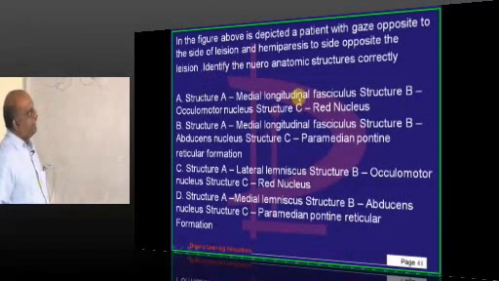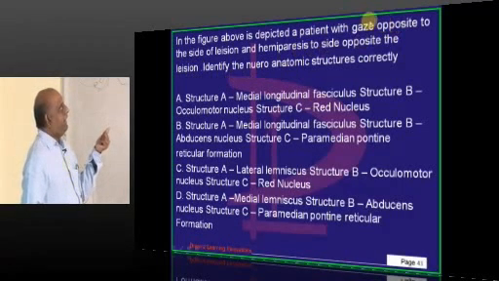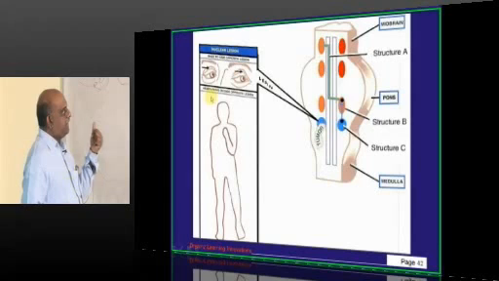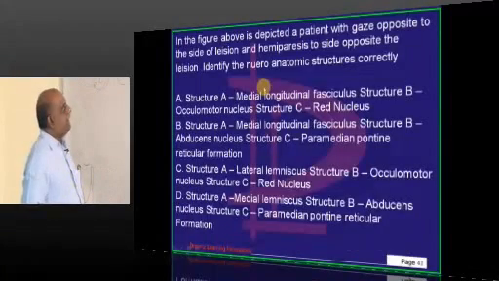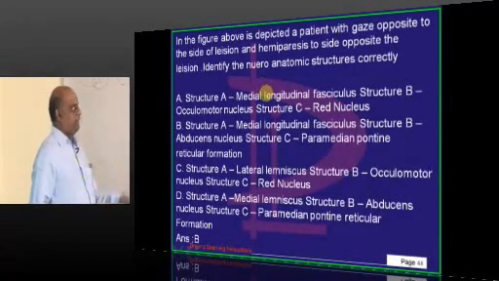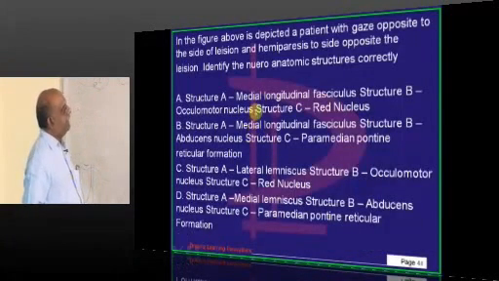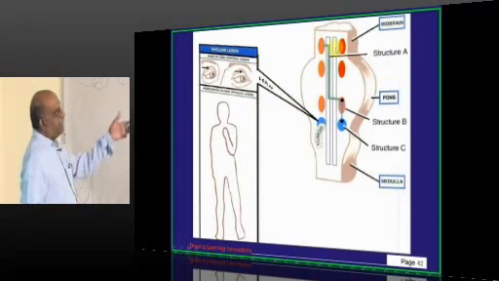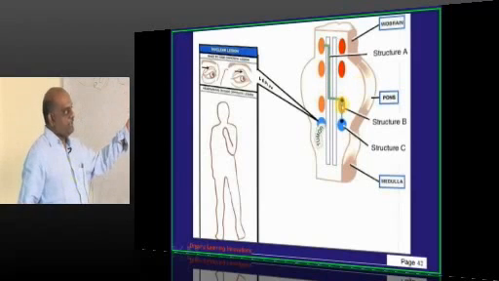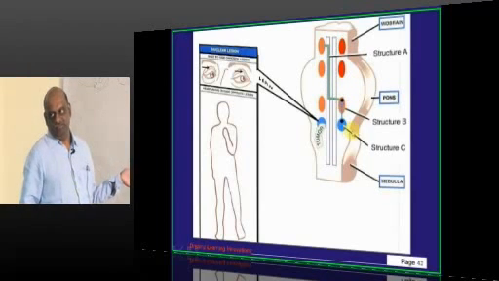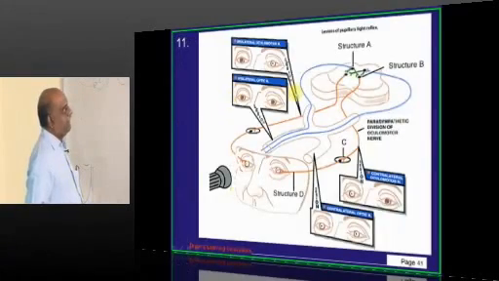So in the figure, hemiparesis is to the opposite side of the lesion, and the patient is having a gaze towards the opposite side. So which is the structure involved? Fundamentally, it all depends upon your anatomical knowledge. Where is the medial longitudinal fasciculus? Where is the paramedian pontine reticular formation, etc.? The same story.